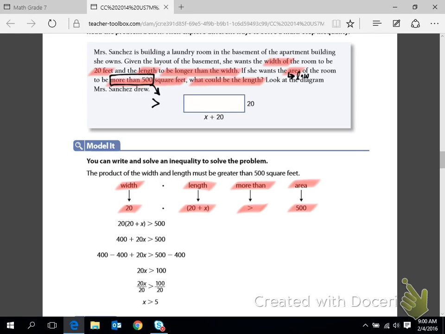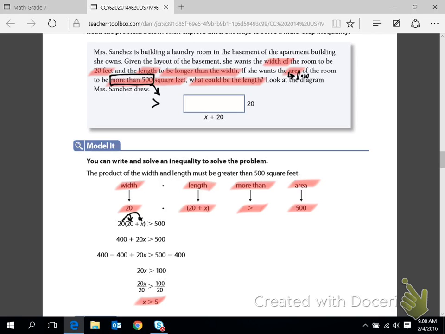So now, when we go through and solve this problem, we'll distribute 20 to 20 and 20 to x, leaving us with 400 plus 20x. And that needs to be greater than 500. We then would subtract 400 from both sides, leaving us with 20x is greater than 100. We would divide by 20. Our 20 is positive, so our symbol stays the same, meaning that x will be greater than 5. And what we're saying is x needs to be greater than 5 feet.